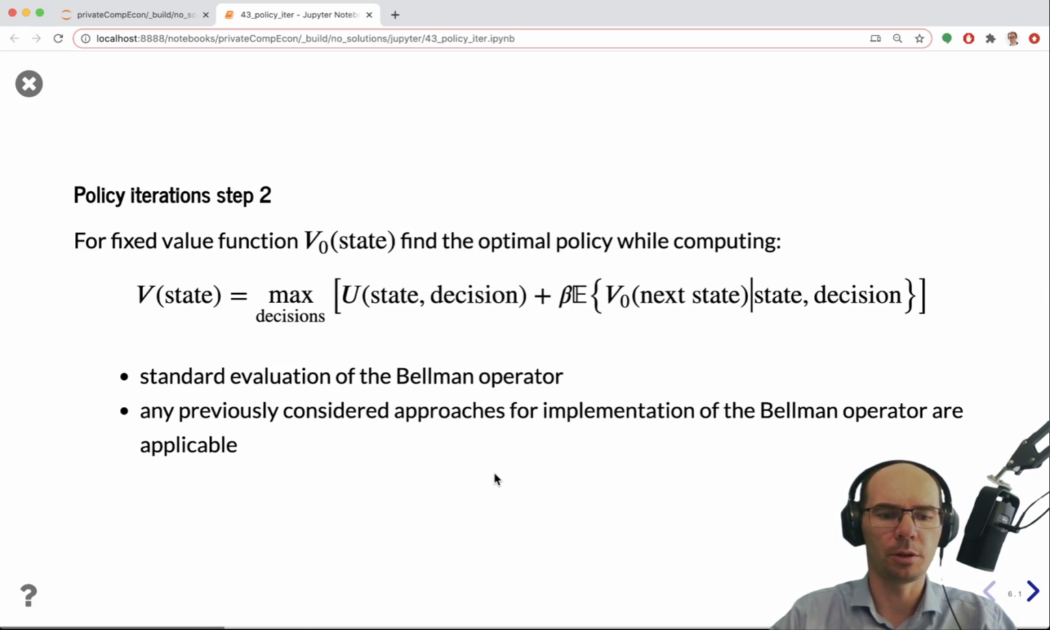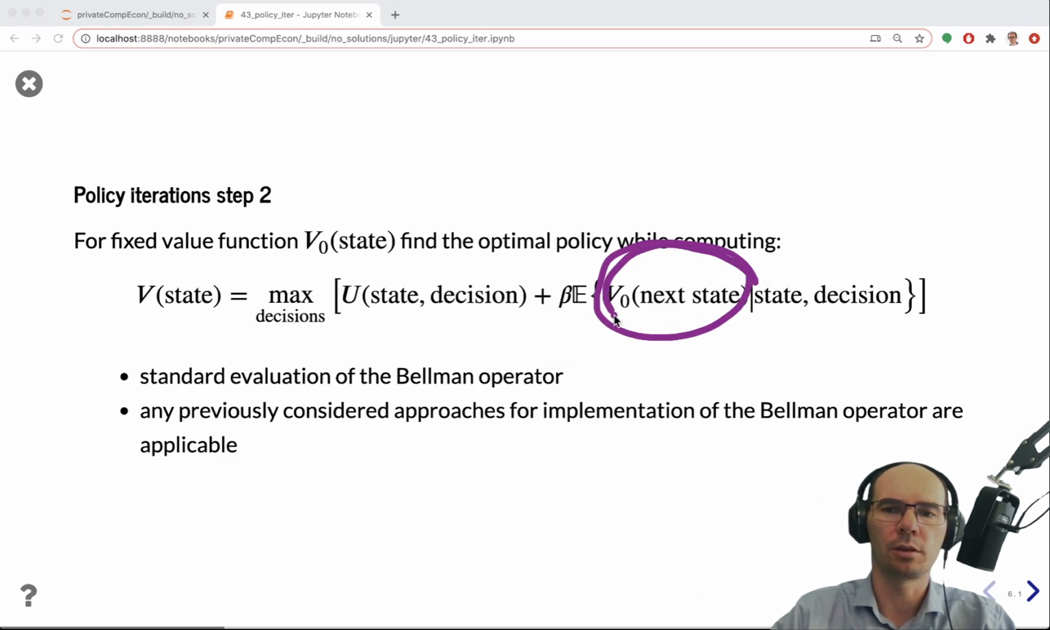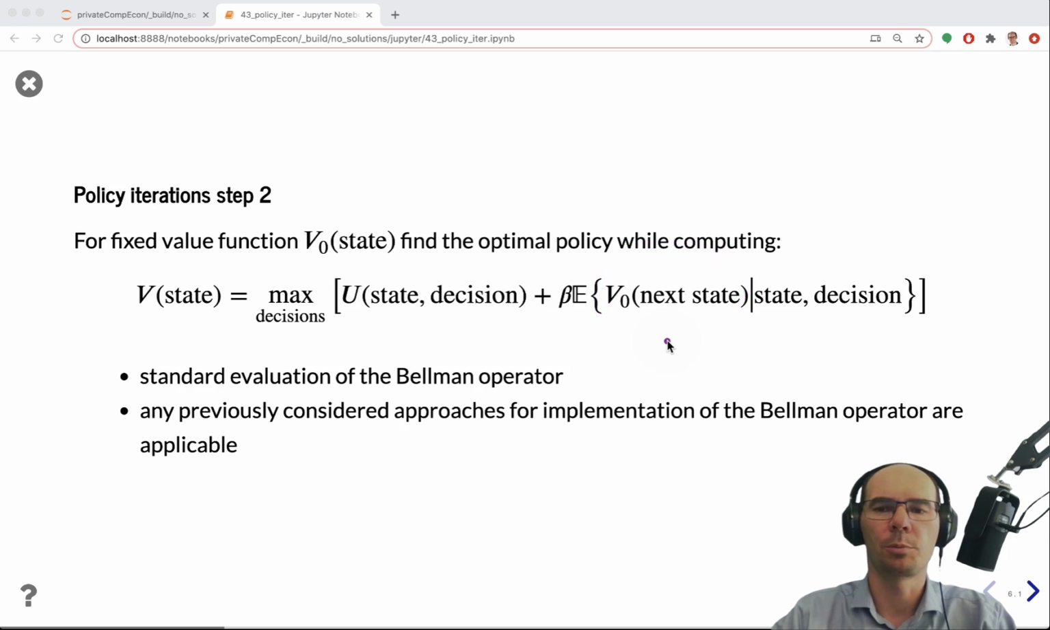The second step in the policy iteration algorithm is finding a new improved policy. So this is the policy improvement step. To do that, we are essentially just taking one evaluation of the Bellman operator, where the focus is on finding the optimal decisions that maximize the expression here, where the current approximation of the value function is inserted on the right-hand side. So this is very standard.